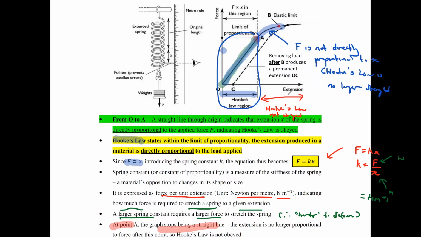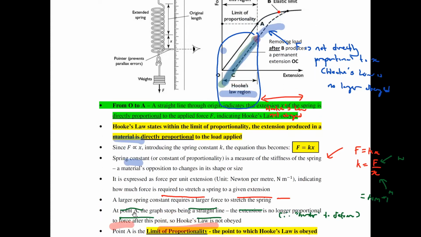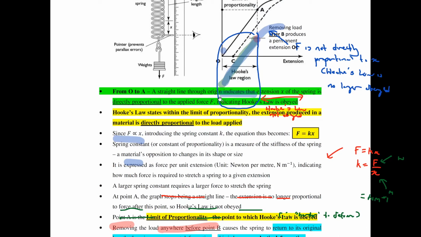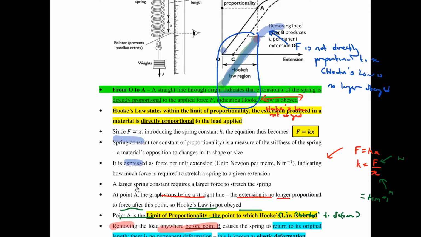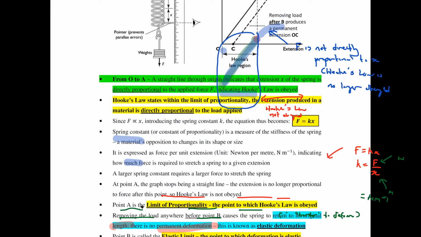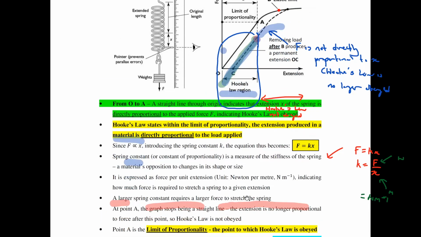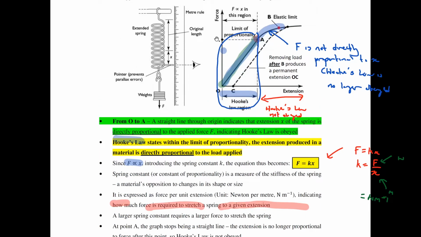So that point there, point A, is actually what you know as the limit of proportionality. Okay. So I need to drop off a few things. That point A, where your graph ceases to be a straight line, is the limit of proportionality. It is the point to which Hooke's law is obeyed. Okay, it is actually this point here.